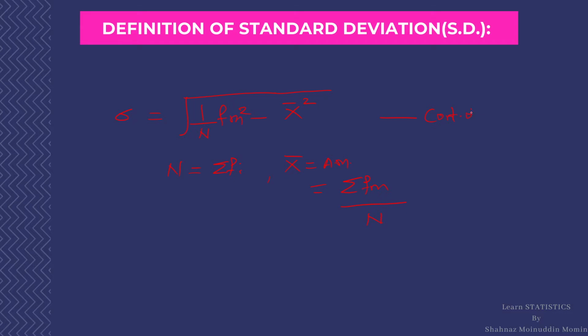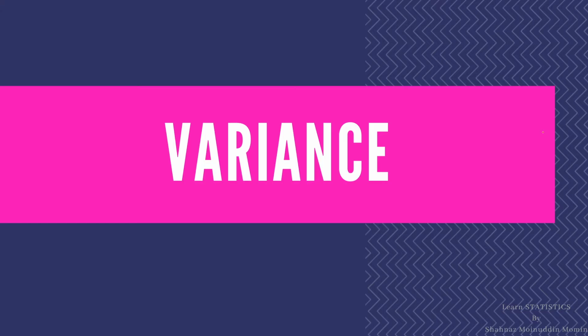Continuous data, or it is also known as grouped data. Continuous data is the data which is classified into different classes, and the corresponding class frequencies are given. So this is the definition of standard deviation, and we see how we calculate standard deviation by using the formula for sigma. Now we shall move to the next term, variance.